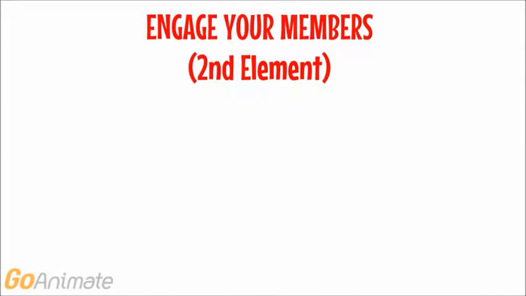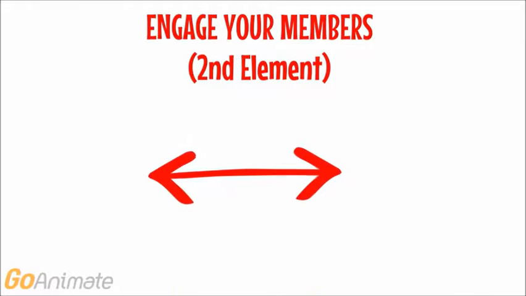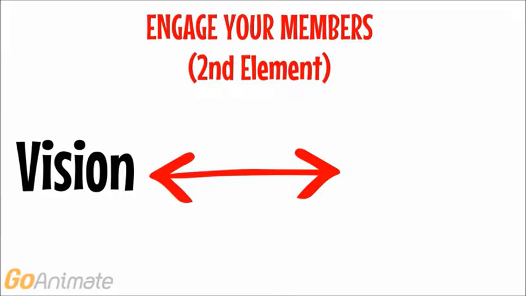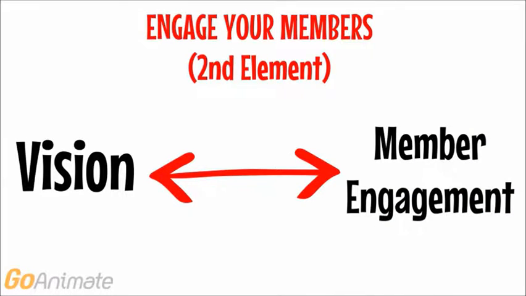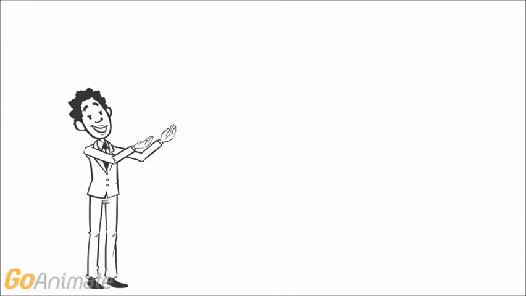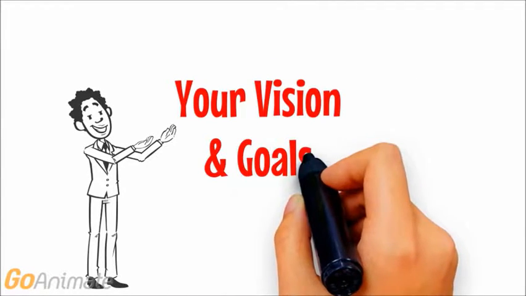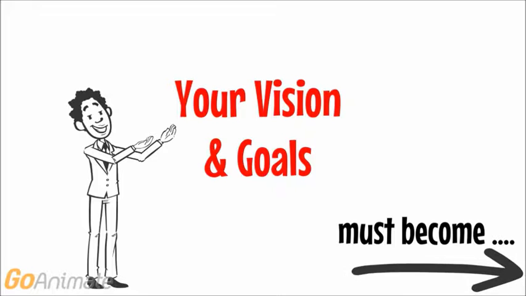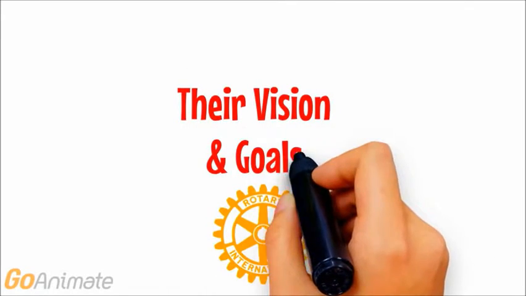First of all, an important link exists between the first and second elements. That is, a link between having a vision and goals and member engagement. And that link comes from the understanding that the vision and goals of your club should not be just yours alone. They must become your members' vision and goals.